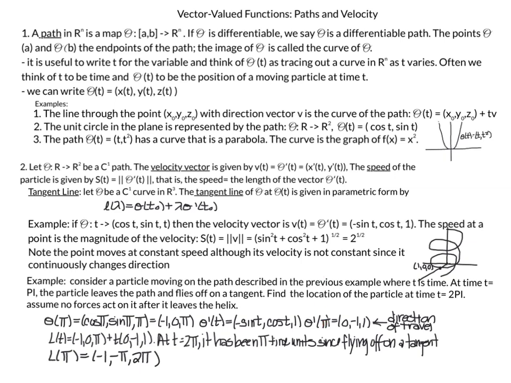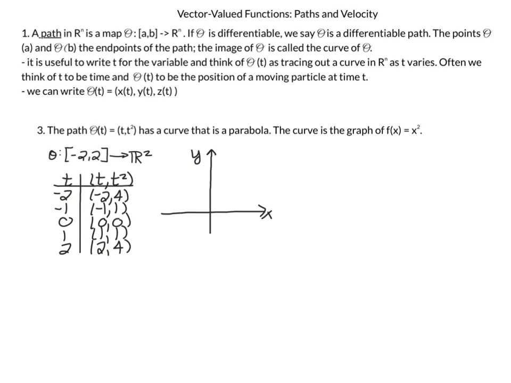Now we'll go through each topic in more depth and with more examples. We start with the definition of a path in R^n, which is a map from an interval of real numbers to R^n. So for example, if sigma of t is given by (t, t squared), then sigma goes from some interval of real numbers, and I'm just going to consider the interval between -2 and 2, and it's going to map to R^2 in this case because I have an x and a y coordinate.